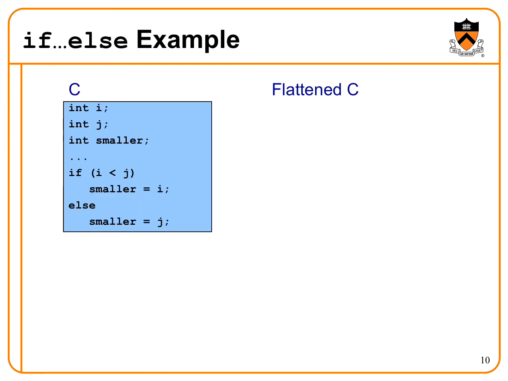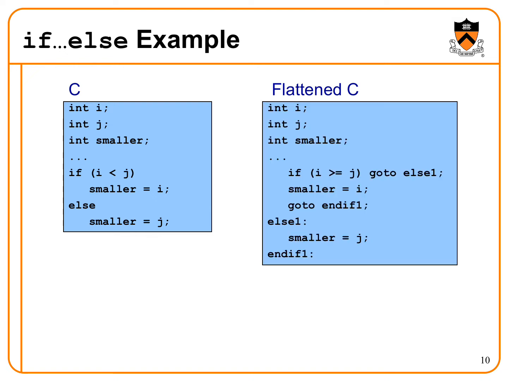Now let's get a little bit more involved, an else clause. So again, take a moment to think about what will be the flattened C. Will there be any change to the consequent from what we saw before? How will we represent the alternative? Pause the video here if you want to write down your solution.